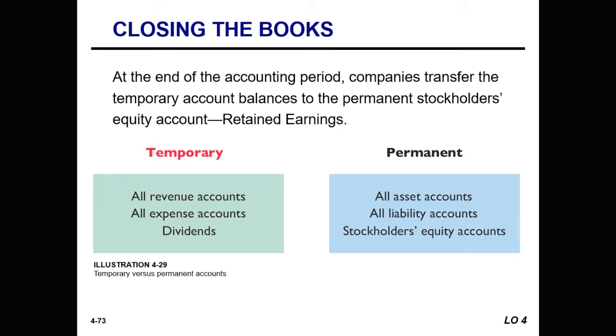Your temporary accounts are any revenue account, any expense account, and any dividend account. Your permanent accounts are your asset accounts, your liability accounts, and your basic stockholders' equity accounts, such as common stock and retained earnings. They're not closed. They continue to hold running balances. Temporary accounts do not. They're reflective of operations and transactions over a specific period of time only.